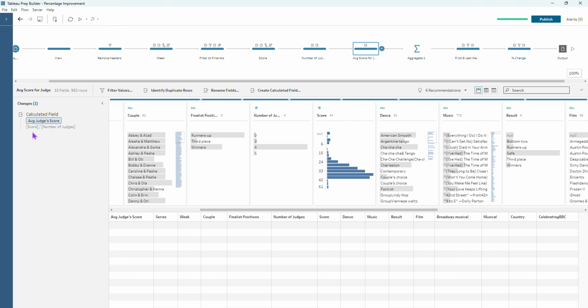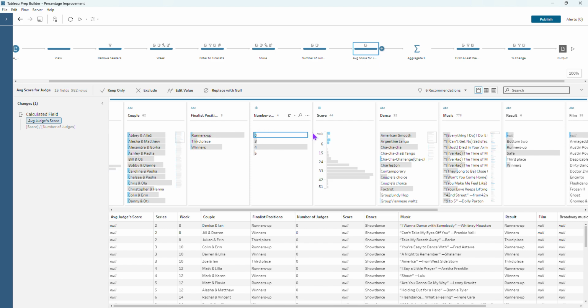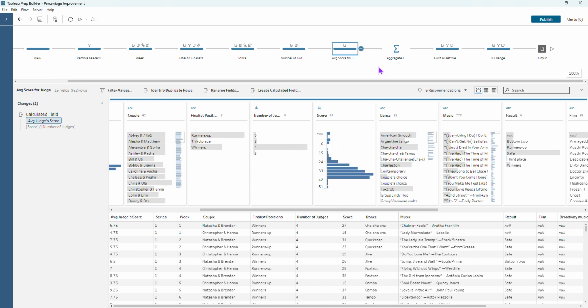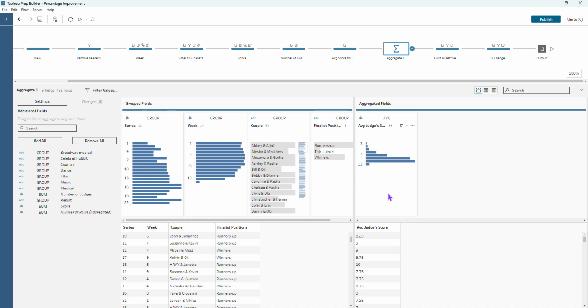So we're working out that average judges' score. Anything that has 0 judges gets to be... Ooh, it doesn't actually make it null. Oh well, that's not working quite how I wanted it to, but that's okay. So then we are going to average that out anyway. Average the judges' scores across that.